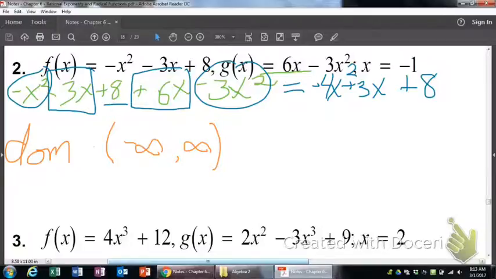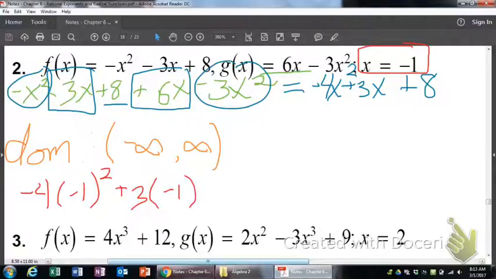And then finally, it says to plug in this x value of negative 1. So I'm going to do negative 4 times negative 1 squared plus 3 times negative 1 plus 8. You can type that straight into your calculator. And when you do, you get 1. So there you go. Those are your values. Take a minute before I start doing f of x minus g of x.